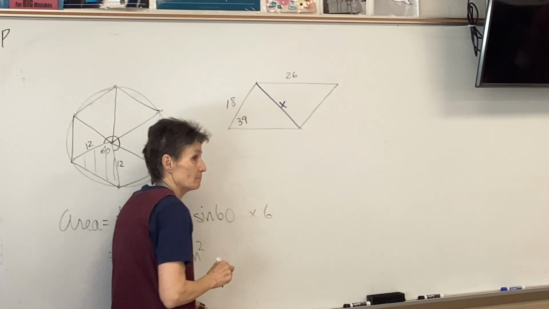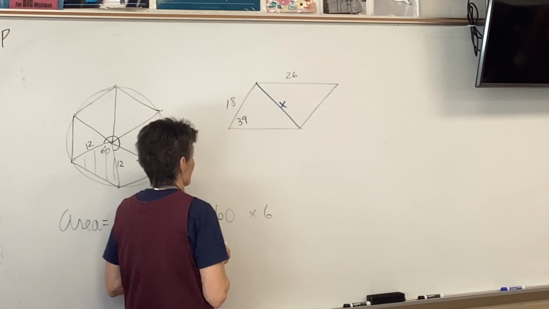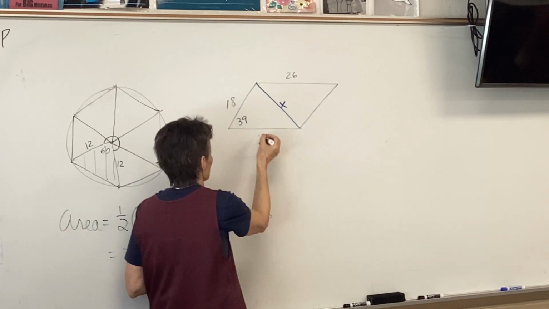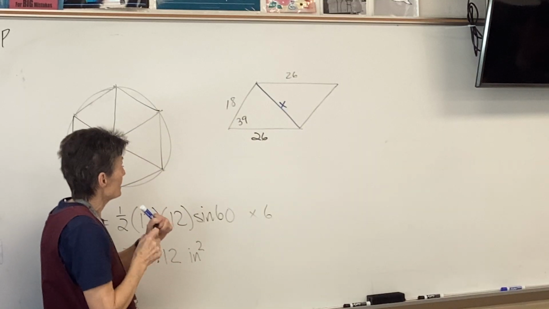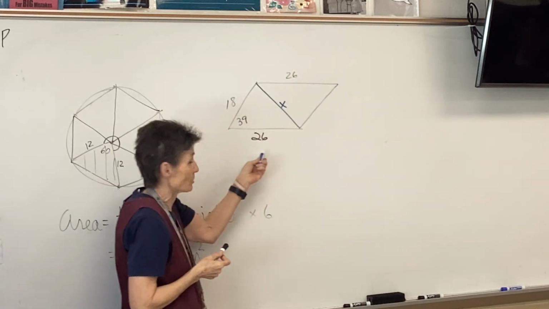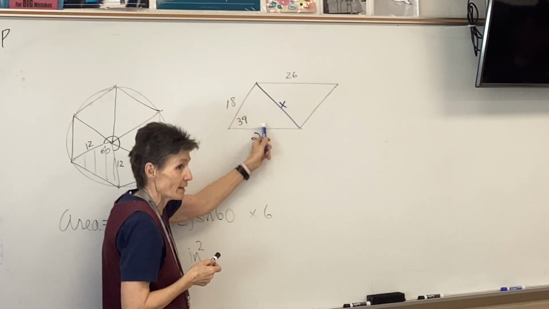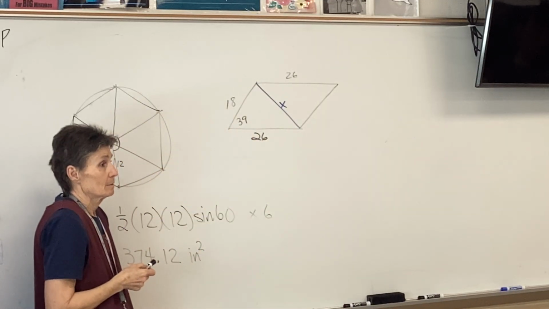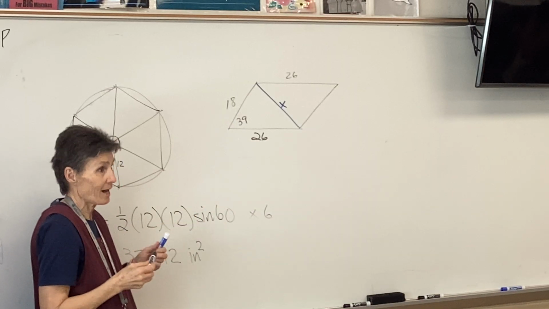So that means we just need the height. Well, that's not a right triangle, so I've got to find that side of the triangle. Remember, it's a parallelogram, so if that's 26, this is also 26. So I'm just looking at this triangle right here now. Not area, don't do area, you're finding a side.